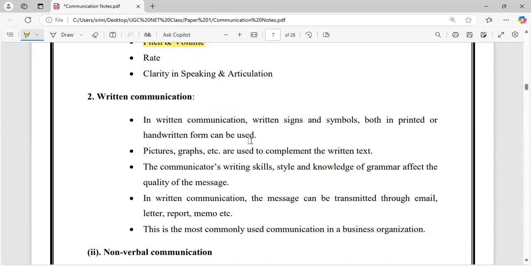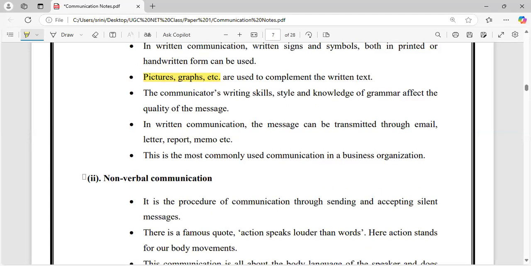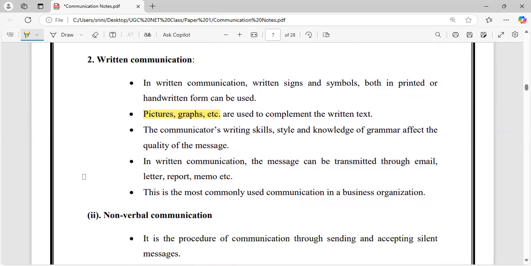And then written communication, using written signs and symbols, both in printed and handwritten forms. Pictures and graphs are used to complement the written text. The communicator's writing skill, style, and knowledge of grammar affect the quality of the message. The message can be transmitted through an email, a letter, a report, a memo, an advertisement, a poster, and more. Written communication is the most commonly used communication in a business organization.